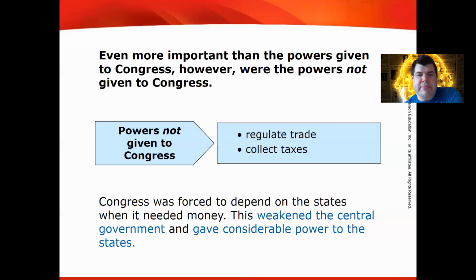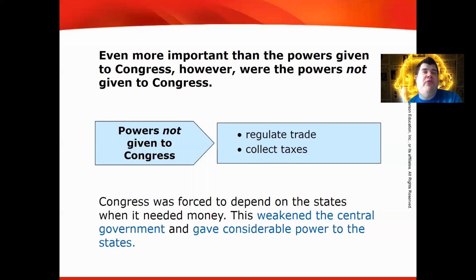So like today, Congress can make a tax, and what happens if you don't pay your tax? You're going to go to jail, right? The IRS is going to come and put you in jail if you don't pay your taxes, or they're going to garnish your paycheck, that type of thing. Back then, they had no power to do that. So they could create taxes, but if the states and the people didn't want to pay, they had no recourse to do anything about it.